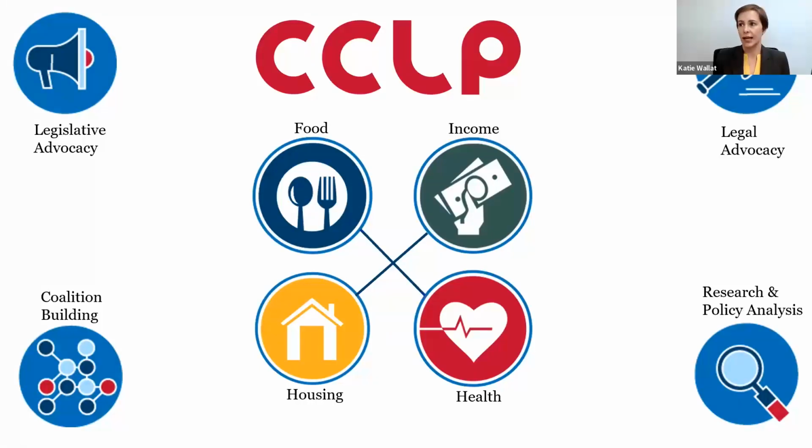We have 4 focus areas. We focus on food and food access. We focus on housing, on income and income supports, and health and healthcare access. Though, of course, all 4 of these are so interconnected and interrelated. We generally use 4 different tools to advocate for all Coloradans, which you can see here in the corners. We use legislative advocacy, so you can see us in the Capitol during the legislative session. We use legal advocacy. We build coalitions working with many incredible community partners, some of whom are here today, so welcome. And we do research and policy analysis.